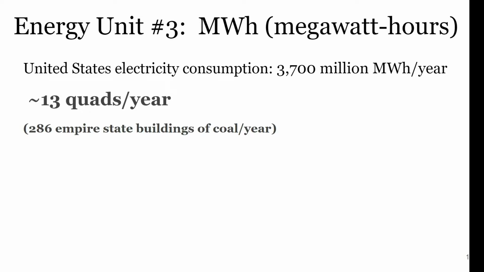The second unit is an energy unit, megawatt hours. United States electricity consumption is around 3,700 million megawatt hours a year. A good way to think about a megawatt hour is that the average monthly electricity consumption for an average American household is a little less than 1 megawatt hour. So the electricity consumption is 3,700 million megawatt hours, and if we tie it back to the first unit we introduced, it's roughly 13 quads a year.